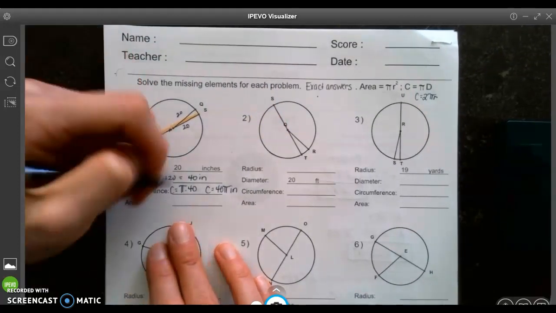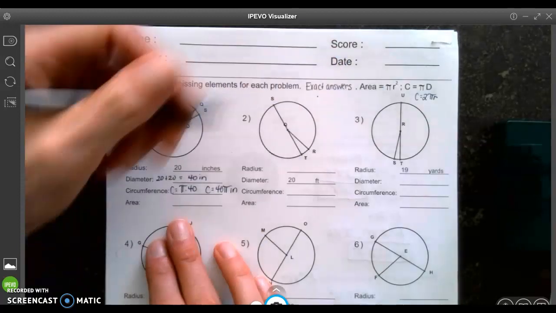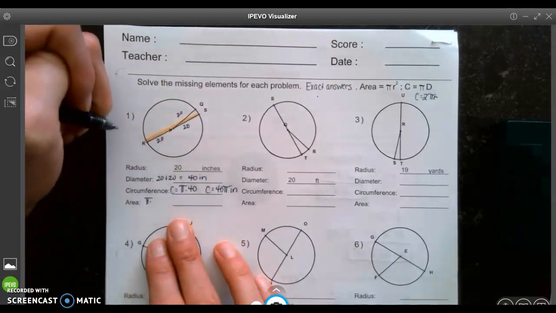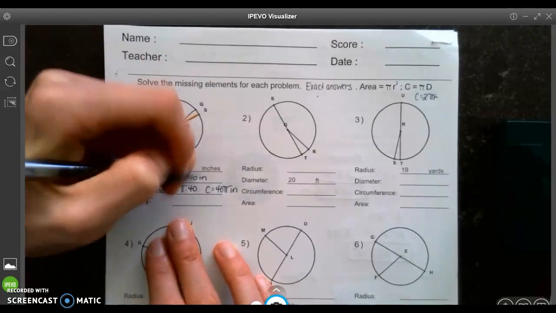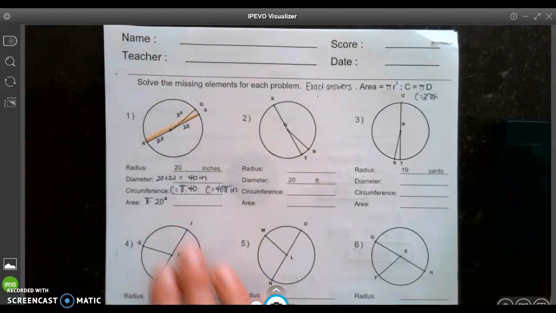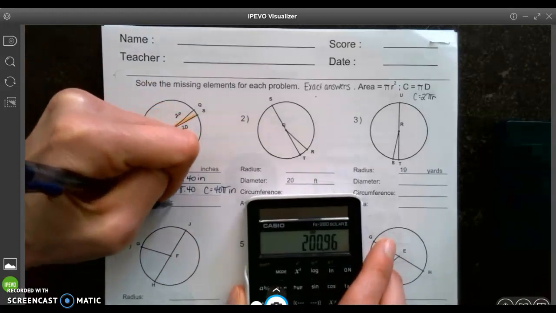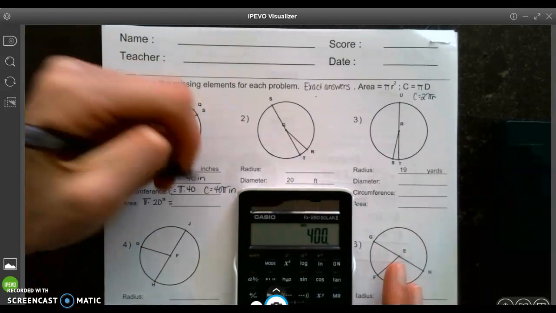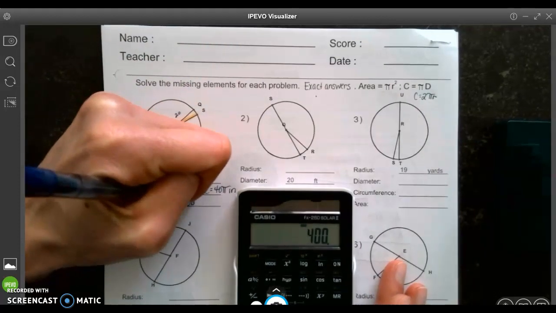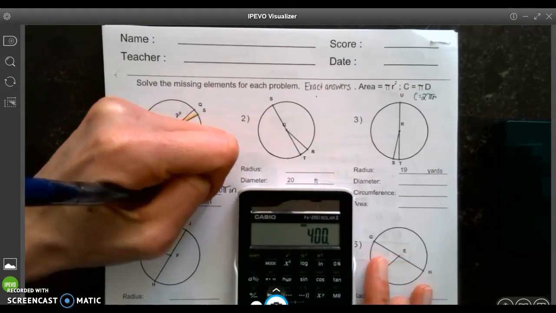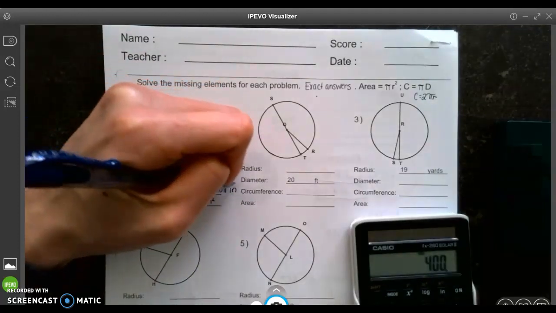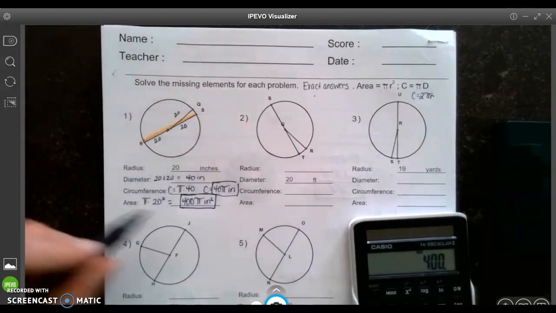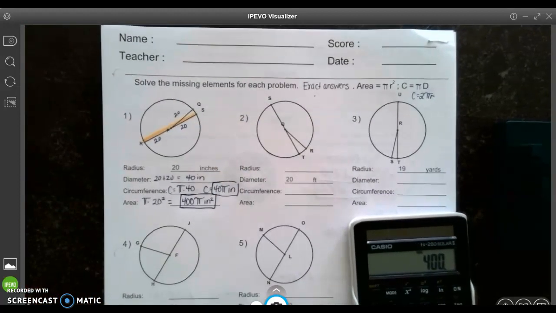Then, to find the area, area equals pi r squared. So pi times the radius squared. So the radius we know is 20. 20 squared. And that equals 20 times 20 is 400 pi inches squared. So there's our circumference. There's our area. And I just kind of showed my work on that line too.